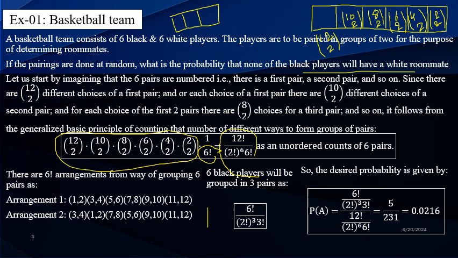Same computation. It is the cardinality of the event. This is the size of the event. The event is that none of the black players will have a white player. So we call it A. And this is the size of the sample space. So what is the desired probability? The number of elements in the event divided by the number of elements in the sample space. This is the solution. Very simple question, there is not much issue in this problem.